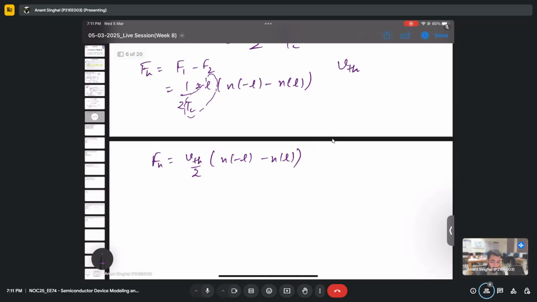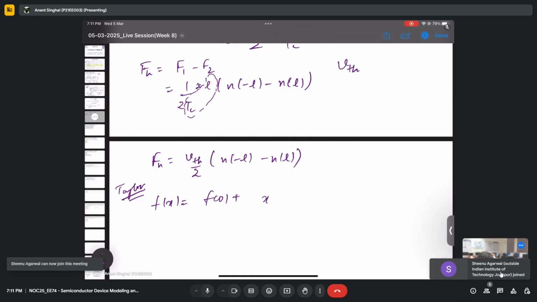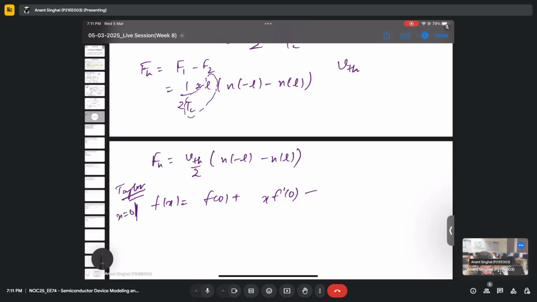There was a topic in this particular lecture, that is the Taylor series expansion. We try to linearize everything, and Taylor series expansion is one way to do it. Let's say we have some function f(x). The Taylor series expansion of this function is given by f at 0 plus x times the derivative of f at x equals to 0. Here f dash x is nothing but df(x) over dx, that is the differentiation, and so on.